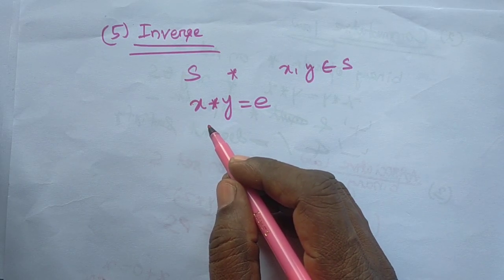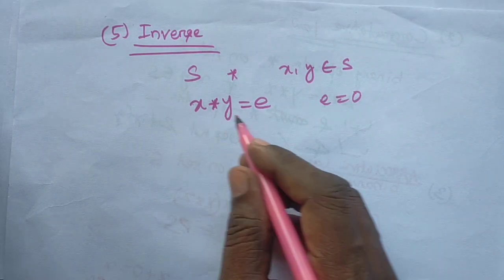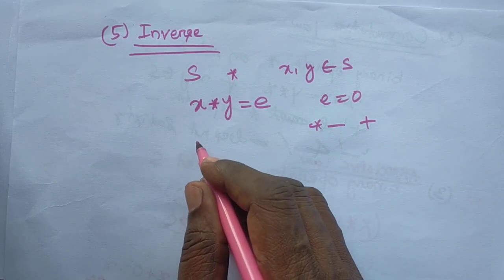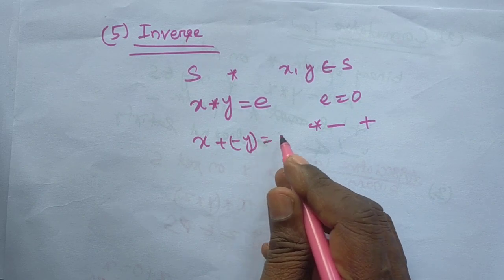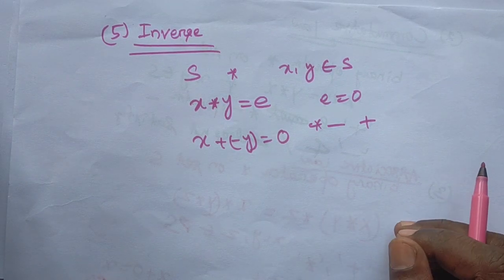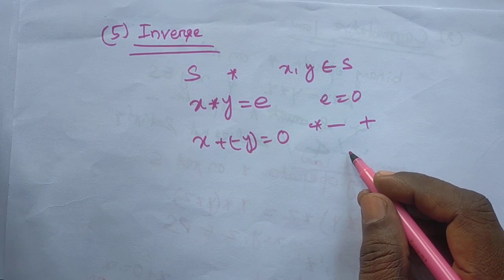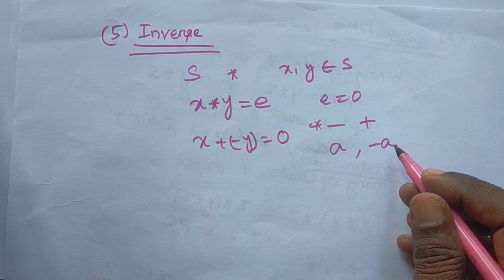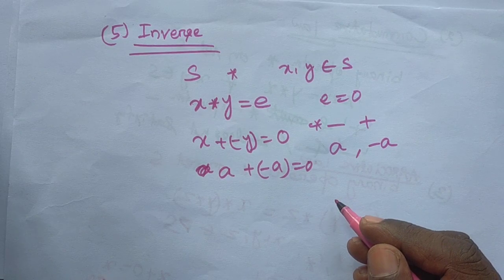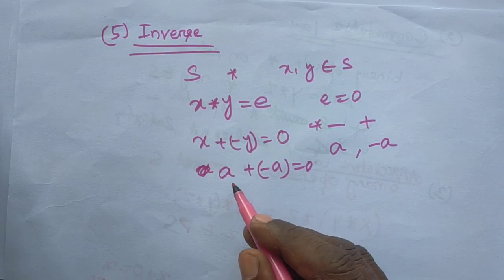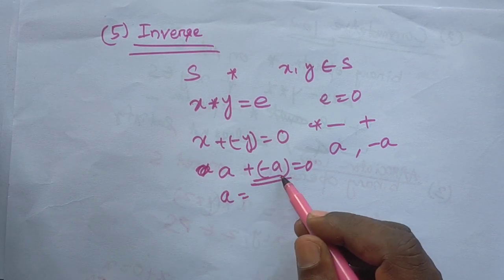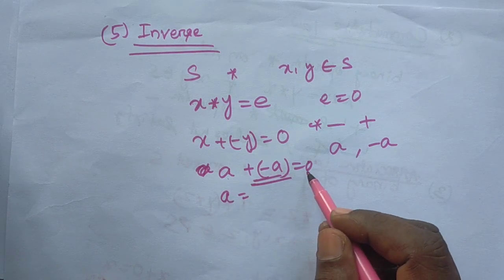Let's take a very simple example. Suppose E is equal to 0 and we consider addition. Then x plus minus y is equal to 0. Another way to define it: suppose a is an integer, its negative is minus a, so a plus minus a is equal to 0. In that case, a is the inverse of minus a, and minus a is the inverse of a, where the addition of those two numbers is 0.